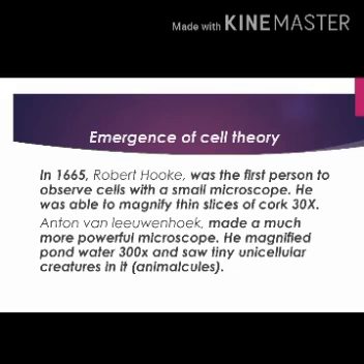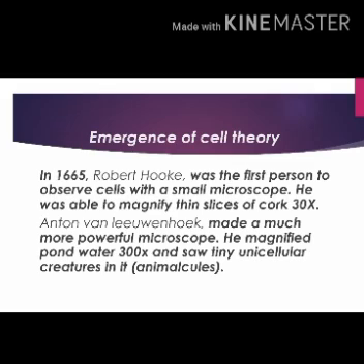In 1665, Robert Hooke was an English scientist and he was the first person to observe cells with a small microscope. And he was able to magnify, meaning enlarge, thin slices of cork. Cork means outer tissue. He was able to enlarge or magnify thin slices of cork 30 times, 30x, and was able to see individual cork cells.